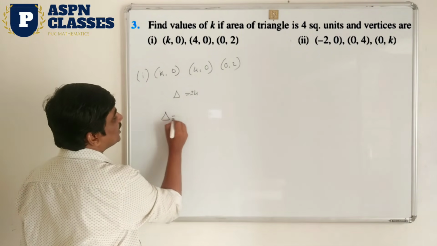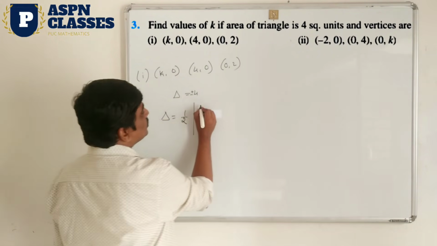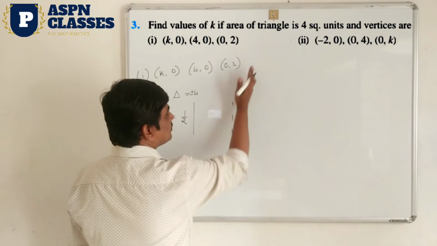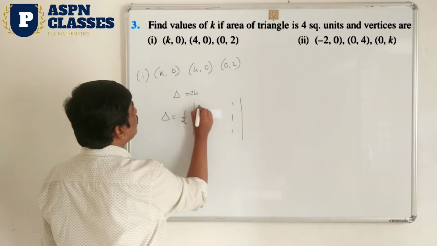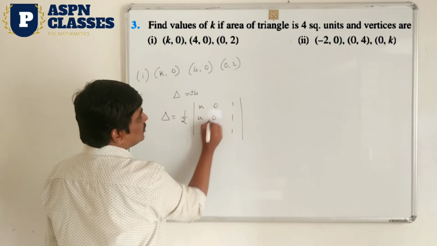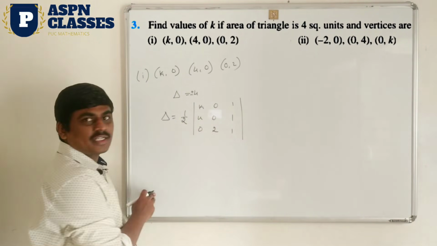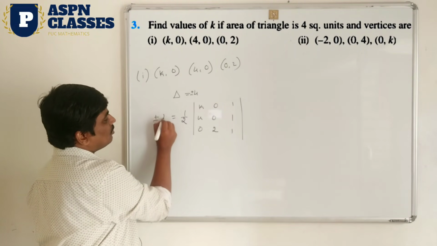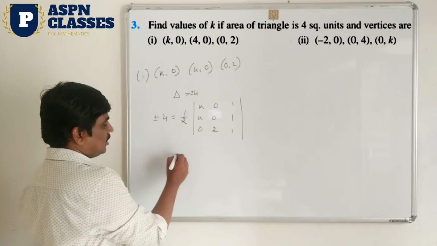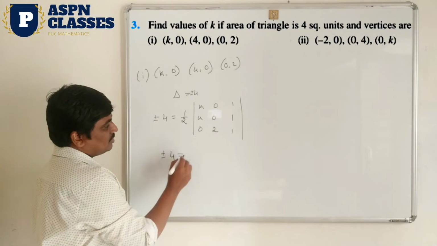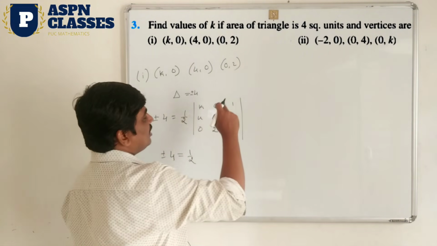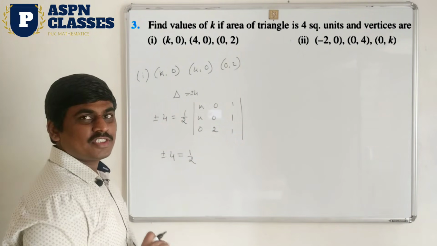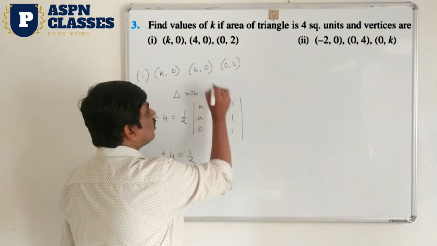First you write the formula, delta is equal to 1 by 2 into, so what are the results? First column write 1, 1, 1, and the points K, 0, 4, 0, 0, 2. Correct? And this answer is also already given. What is the result? 4 square units, plus or minus 4 you have to write. So next I continue, write plus or minus 4 and 1 by 2. Expansion along, better you take this result, because 2 zeros are already there, no? Calculation is very simple. So expansion along column 2 I am going to take.